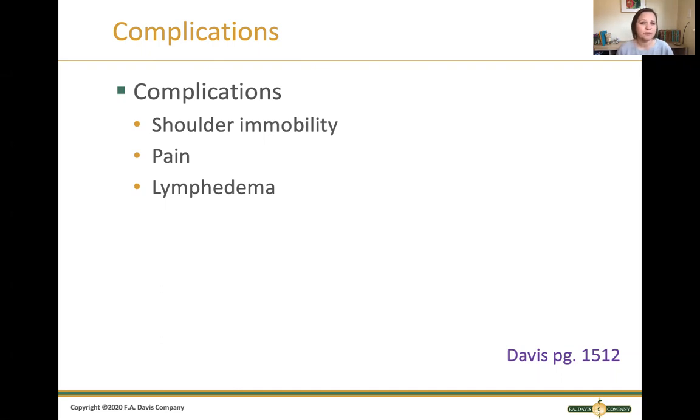Most common long-term effects from a mastectomy are shoulder immobility, pain, and lymphedema. Now, lymphedema, or swelling of the lymph area, happens because of removal of the axillary lymph nodes that really causes a disruption in the way the lymph drainage happens in the area. And this can lead to swelling in the arm because the lymph is not able to drain appropriately from the arm.